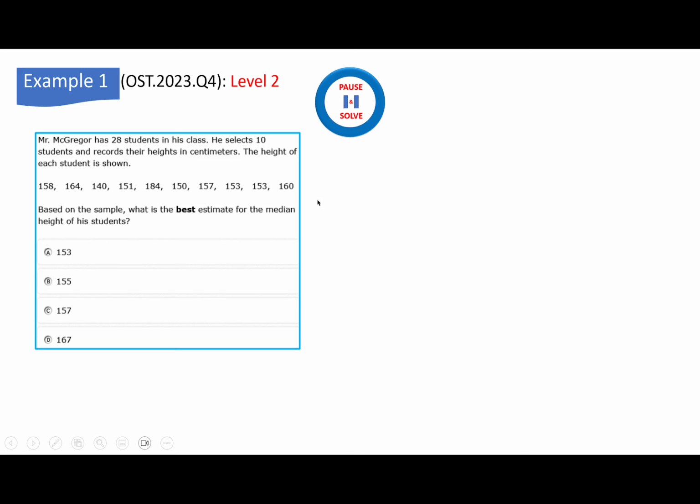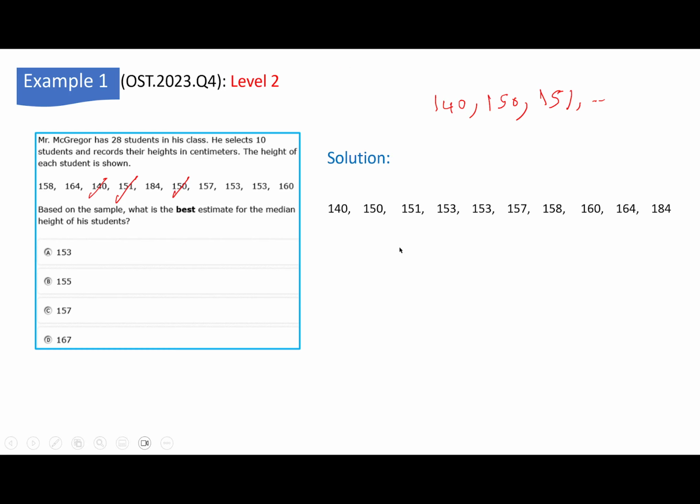What you need to do is find the smallest one, which in this case is 140. You mark it and you put 140. And then you look at the second smallest number, which is 150. You put 150 here. And then 151, 151, and so on. This way you know that you picked all of them. So here they are ordered from smallest to largest, from 140 to 184.